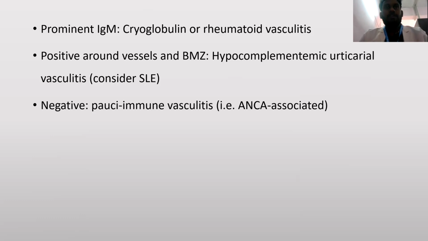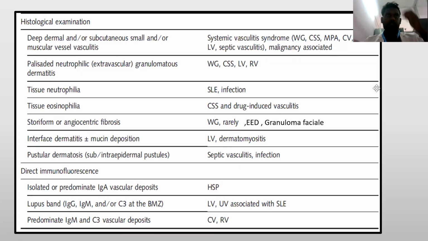Prominent IgM, if it is only IgM, then it will lead to cryoglobulin or rheumatoid vasculitis. And positive around the vessels and basement membrane zone is nothing but hypocomplementemic urticarial vasculitis. We should always consider SLE. And negative includes pauci-immune vasculitis, that is ANCA vasculitis.